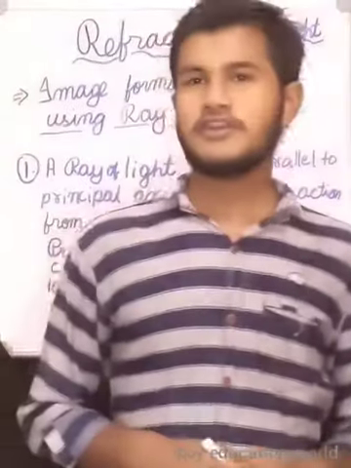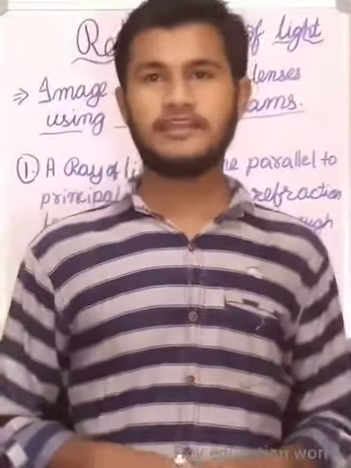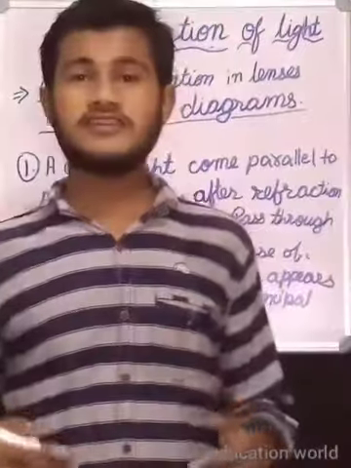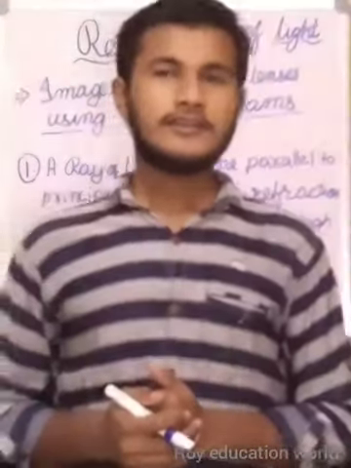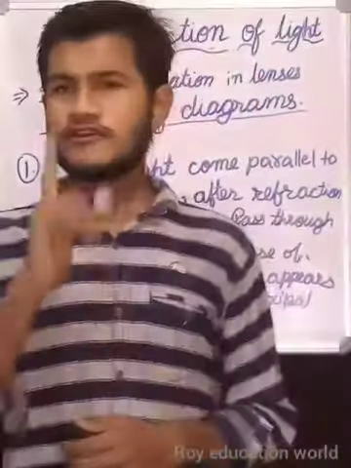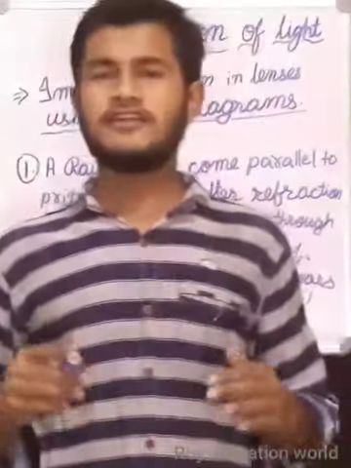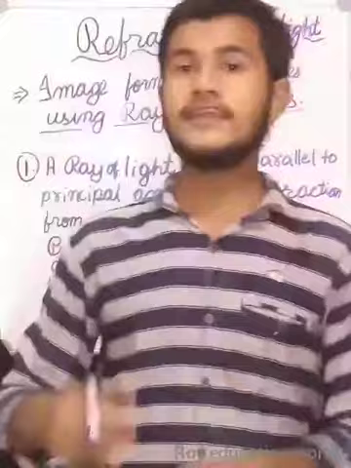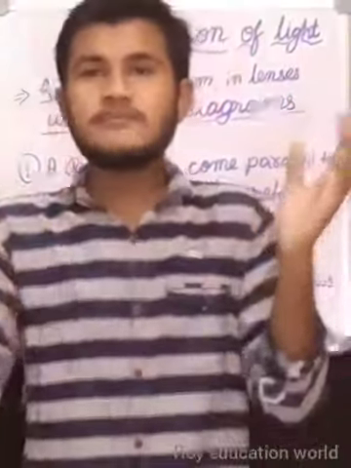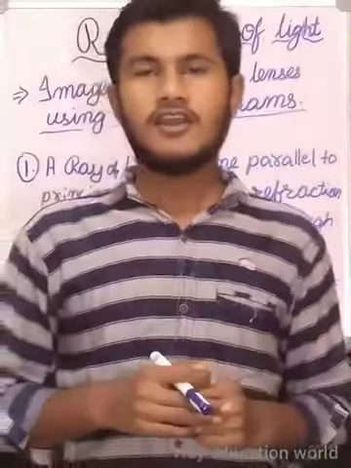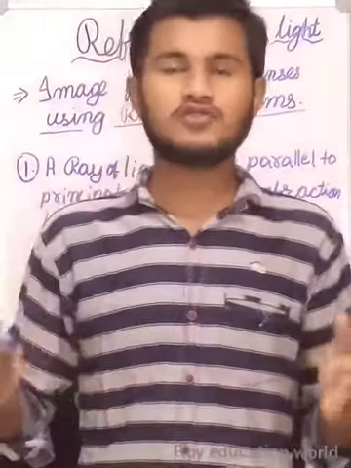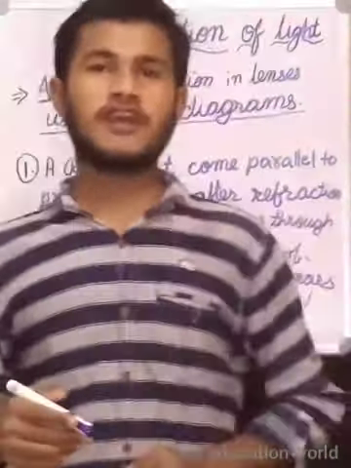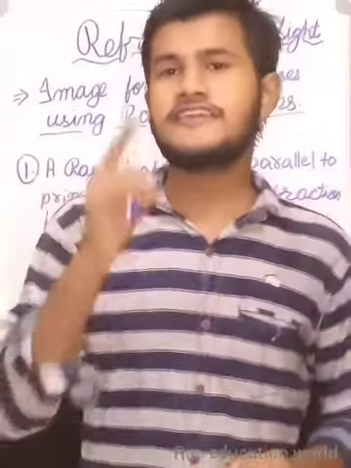Today we have to study diffraction of light. Topic: image formation in lens using ray diagram. Let us see. First rule: when a ray of light comes parallel to the principal axis. What is a principal axis? The principal axis is an imaginary line which passes from the first center of curvature to the second center of curvature.